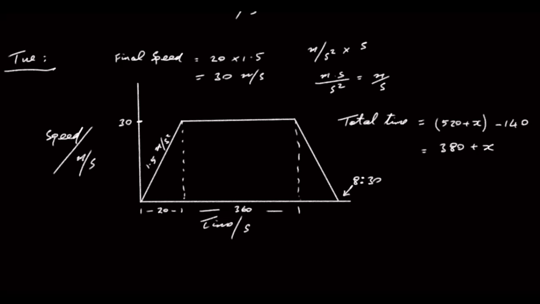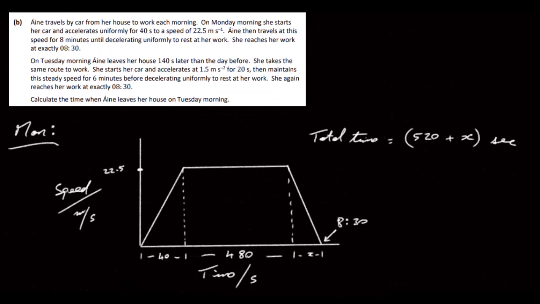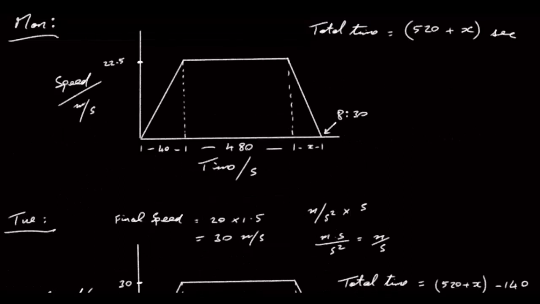Now, if you look at that, where does this 380 come from? Well, we just subtracted the 140 from 520, but if you look at Tuesday here, we know that she traveled for 20 seconds. We know that she traveled for 360 seconds. So that's actually 380. So that means this must be x out here at the end, which is very handy. So what I'm going to do next then is we've got to find the time Anya leaves her house on Tuesday. So what I'm going to do is look at the distance in both cases and equate them.